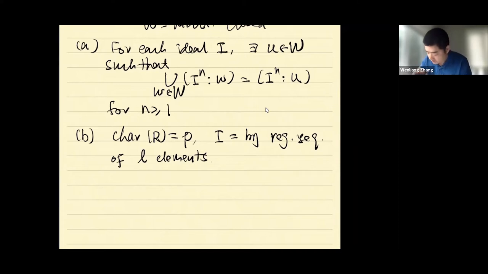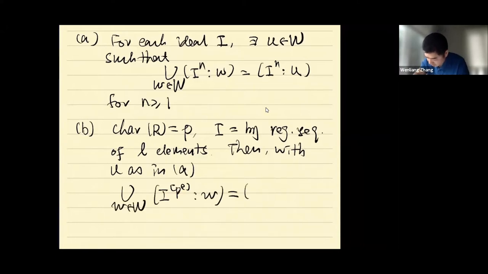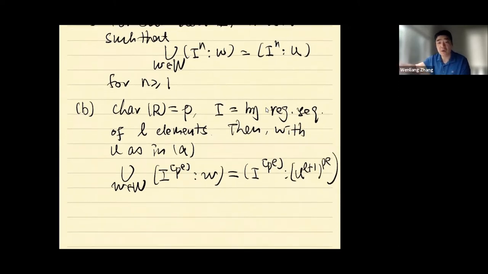Then, with U as in part A, the special U in W. Now this U will capture all the colons with the Frobenius power. So this is W, take the union of all W in capital W. Now this will be I to the bracket P to the E colon with now U to the L plus one, then to the P to the E. So once again, a special element, U to the L plus one, both U and L are independent of E. Right? This captures all the colons between the Frobenius power of I and all W in capital W.